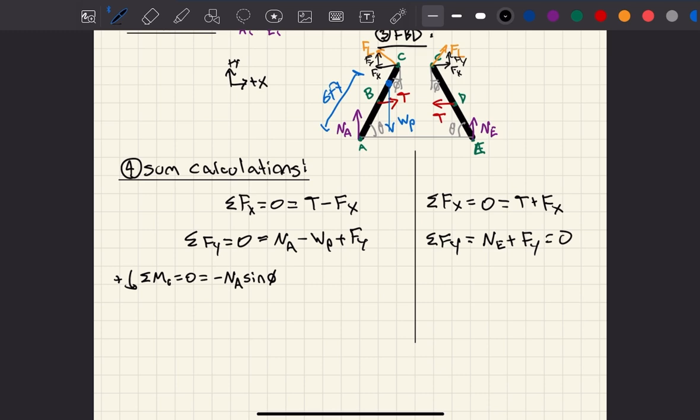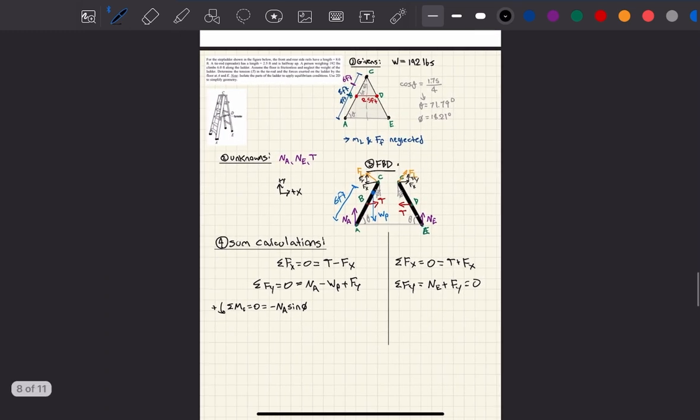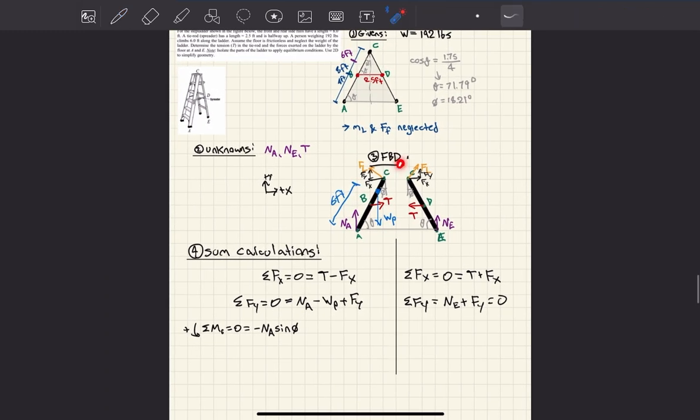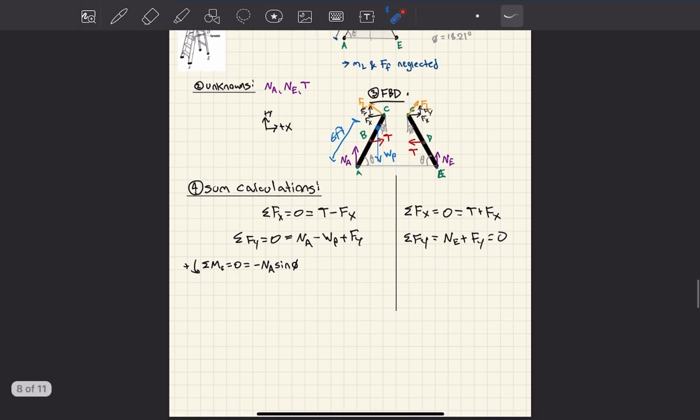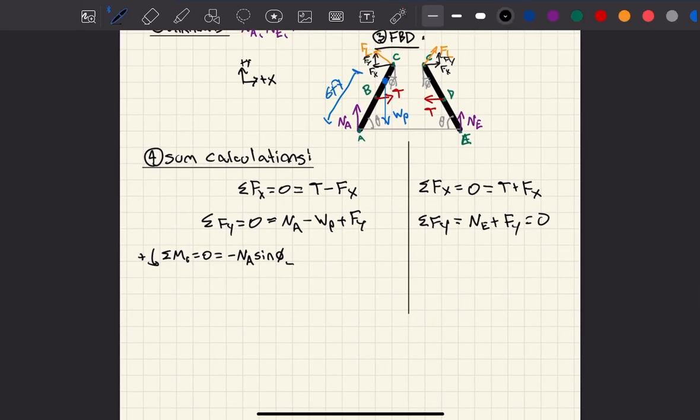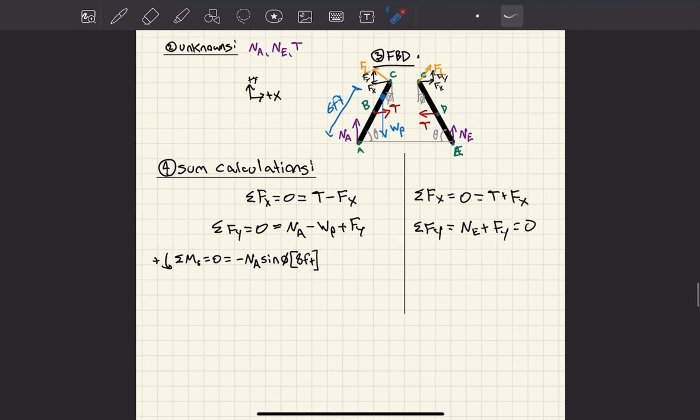No, not yet. Because we also have to take into account the distance. Remember, moment is equal to R cross F. We have the F, we need to find the R. The R for this case is 8 feet, right? Because it's NA, it's 8 feet away, as the question said. Perfect stuff. So we're going to put down 8 feet.